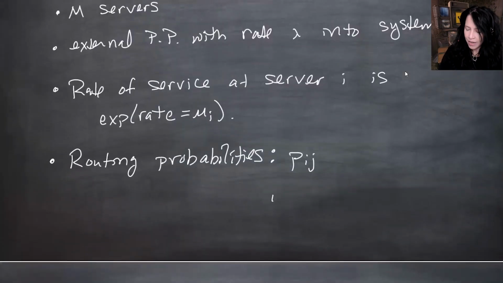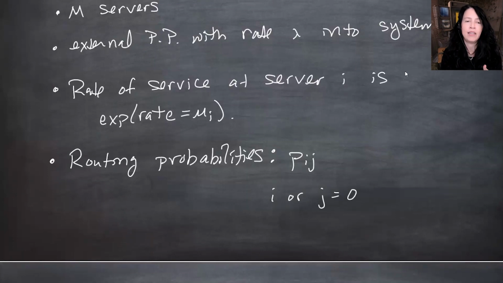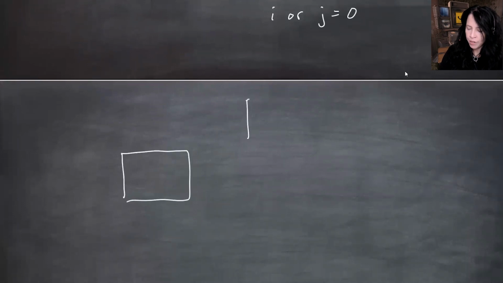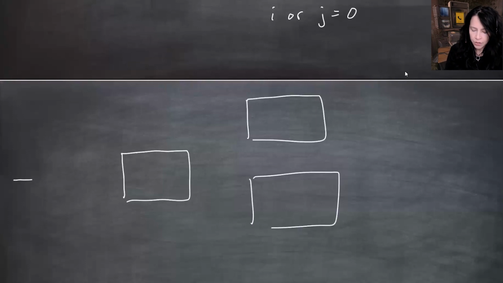And if i or j equals 0, then that is usually used to represent the arrival from the outside or departure to the outside. Let me draw a picture. So I'm going to draw a picture with M equals 3. Here's a server, here's a server, here's a server. We've got an external Poisson process with rate lambda.